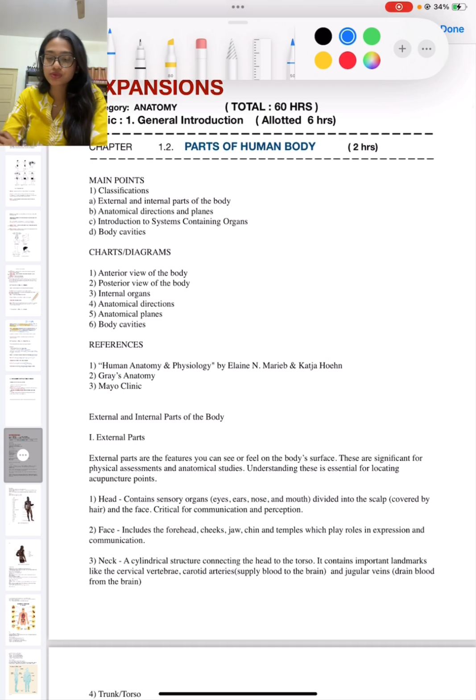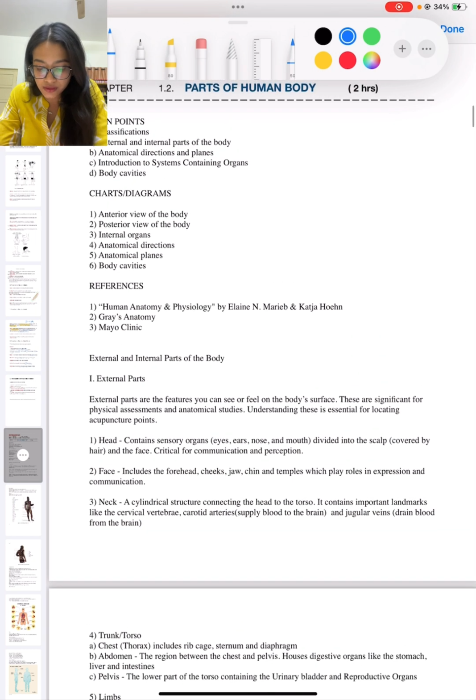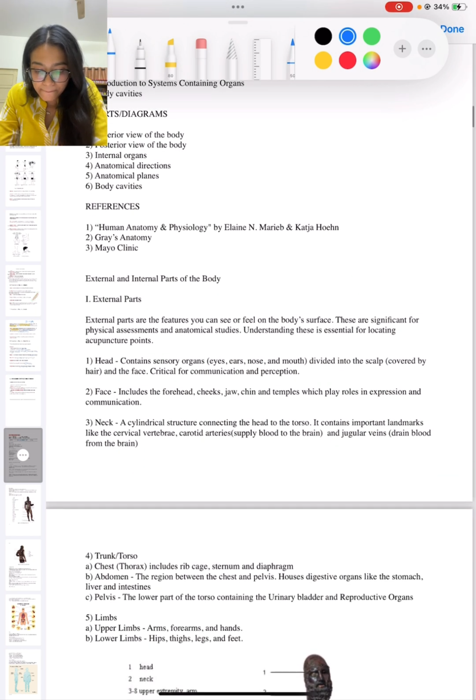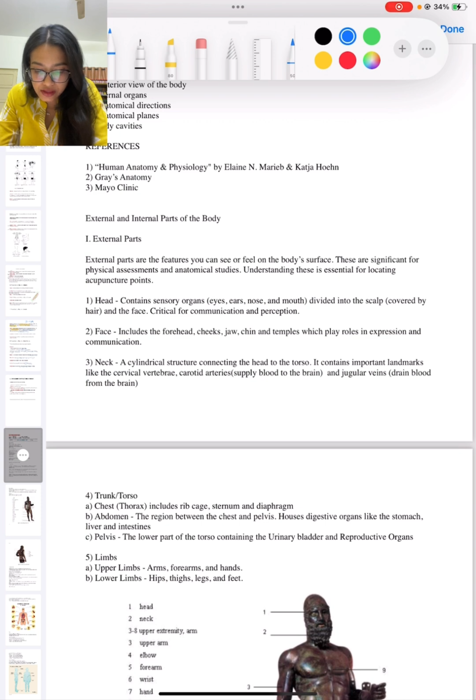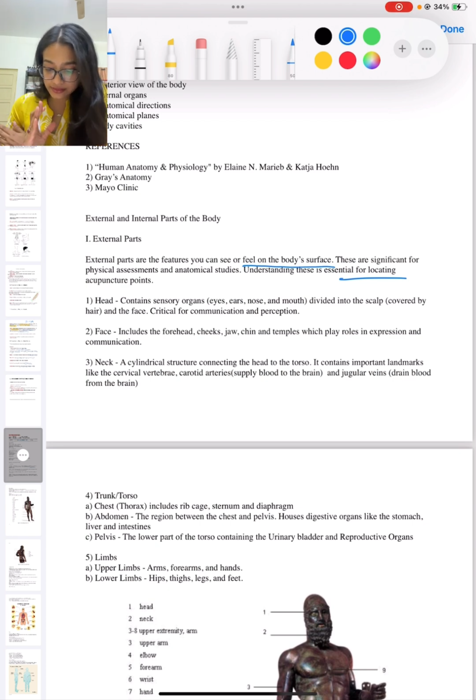Now, chapter 1.2, parts of the human body. External parts are the features you can see and feel, the body surface. These are significant for physical assessments and anatomical studies. Understanding these is essential for locating acupuncture points. Okay. Head contains sensory organs like eyes, nose, we all know that, divided into the skull and the face. Critical for communication and perceptions. Okay.